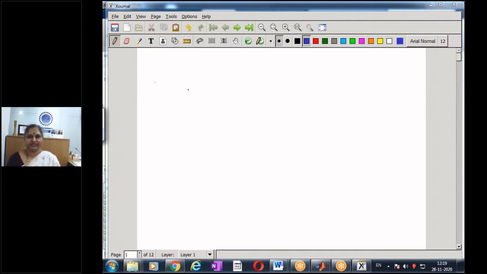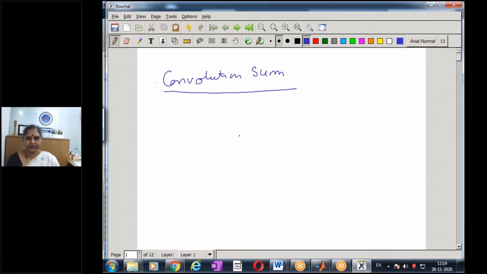In this module, we shall see a very important concept in signal processing, and with regard to discrete time systems, it is known as the convolution sum. Convolution sum is actually a mathematical tool that helps us compute the output of a system given a system input.